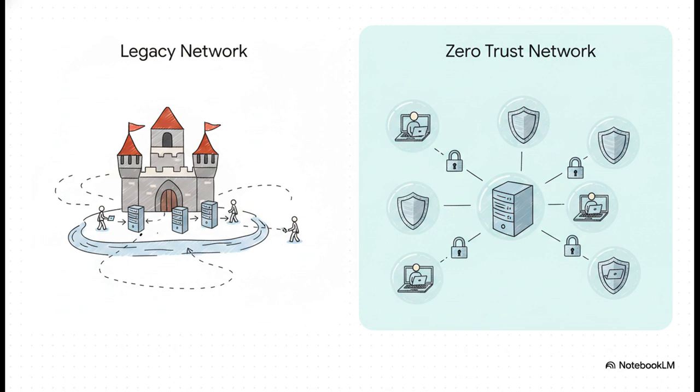But zero trust completely flips that script. Just like the name implies, literally nothing is trusted by default. You have to authenticate and prove who you are every single time you want to access a resource. And hey, this isn't just for human users. We're talking about every device, every background process, every single thing traversing the network.